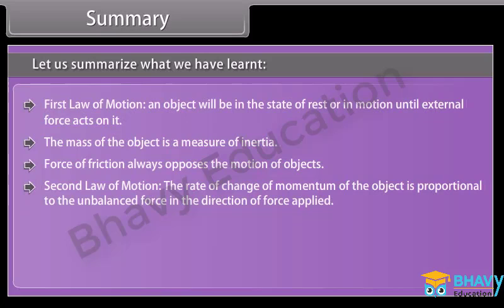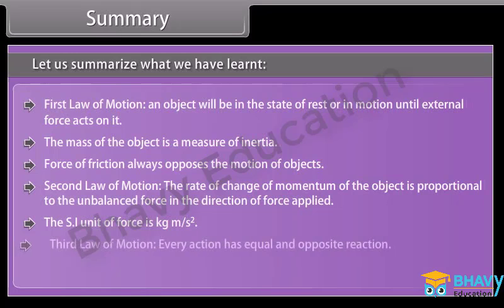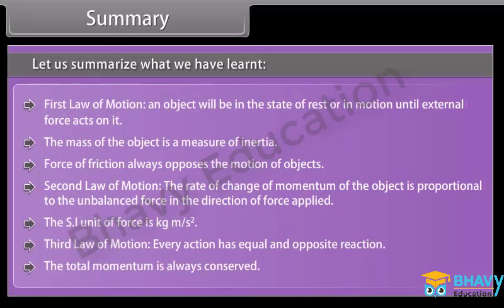Second law of motion. The rate of change of momentum of an object is proportional to the unbalanced force in the direction of the force applied. The SI unit of force is kilogram meter per second squared. Third law of motion. Every action has an equal and opposite reaction. The total momentum is always conserved.